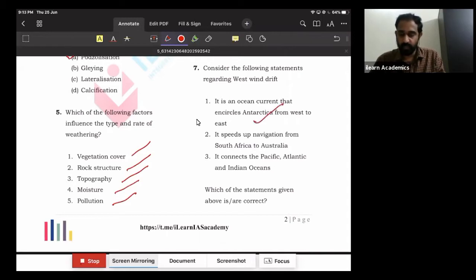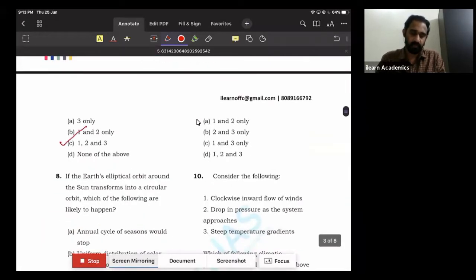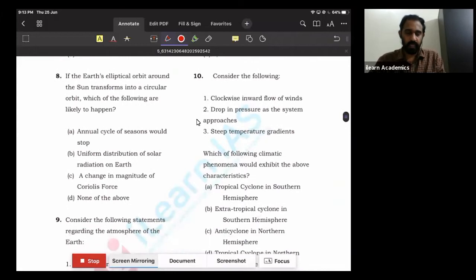Statement 2 says it speeds up navigation from South Africa to Australia. So we know that South Africa is located towards the west and Australia towards the east. Because this particular current moves from west to east, it aids the navigation between these two countries. Third, it connects the Pacific, Atlantic, and Indian Ocean. So we know that the southern parts of all these oceans are connected, and this particular ocean current connects these three large oceans. So all these statements are correct. Answer is C.